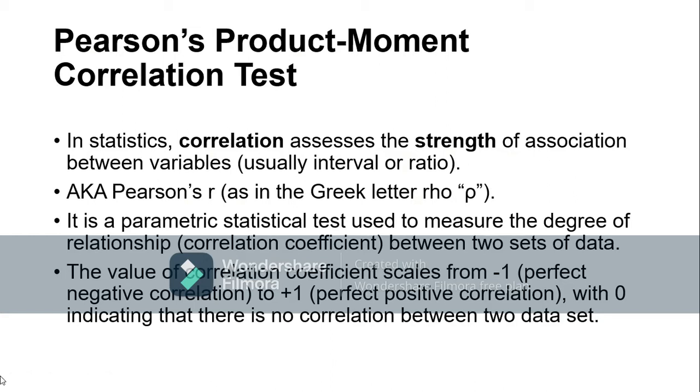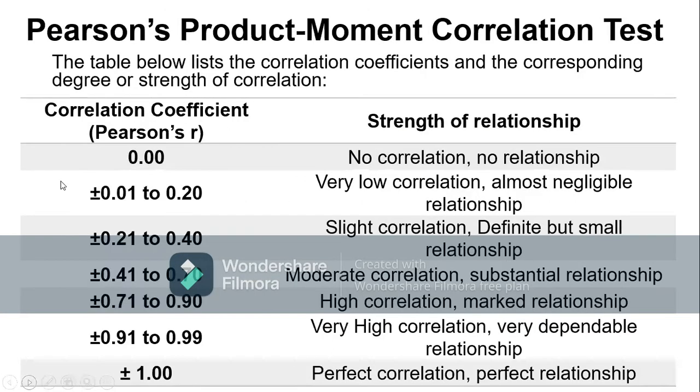So this is the correlation coefficient table, class. This table lists the correlation coefficients and the corresponding degree or strength of the correlation. As mentioned earlier, when the correlation coefficient is 0, this pertains to no correlation or no relationship between the two sets of data.